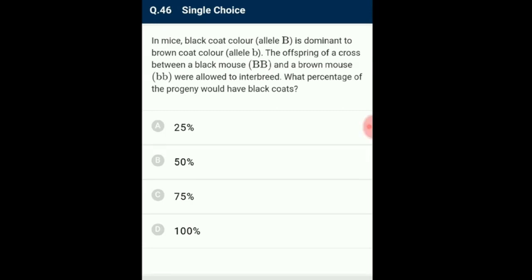Mendel derived the law of dominance which states that when an organism is heterozygous for a trait, that is, it has two different alleles for that gene, the allele that is expressed is the dominant one. So the answer for this question is option C, 75%.